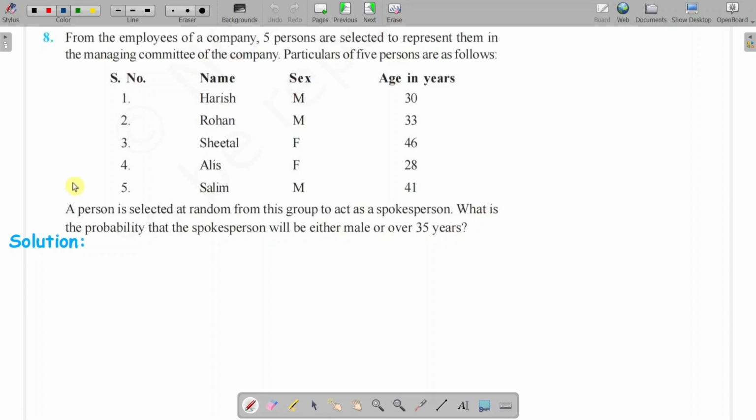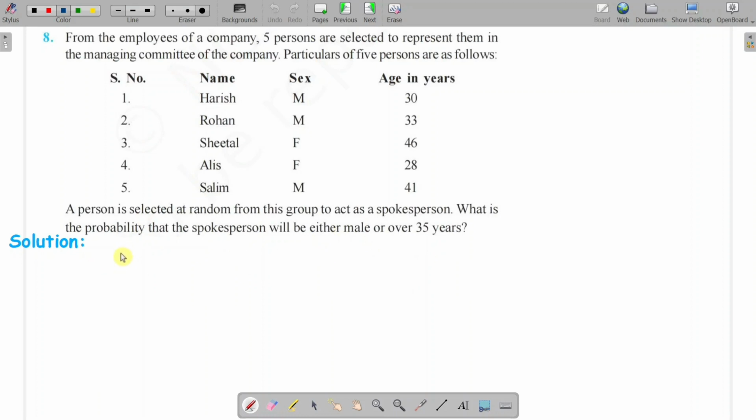So 5 persons are there. A person is selected at random from the group to act as a spokesperson, right? Spokesperson means the person who talks on behalf of the company. Okay, now what is the probability that the spokesperson will be either male or over 35 years. This we have to answer.